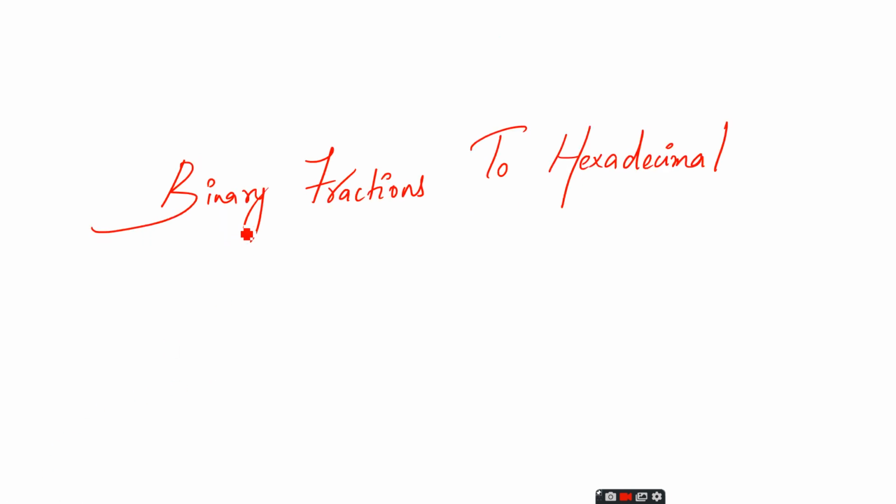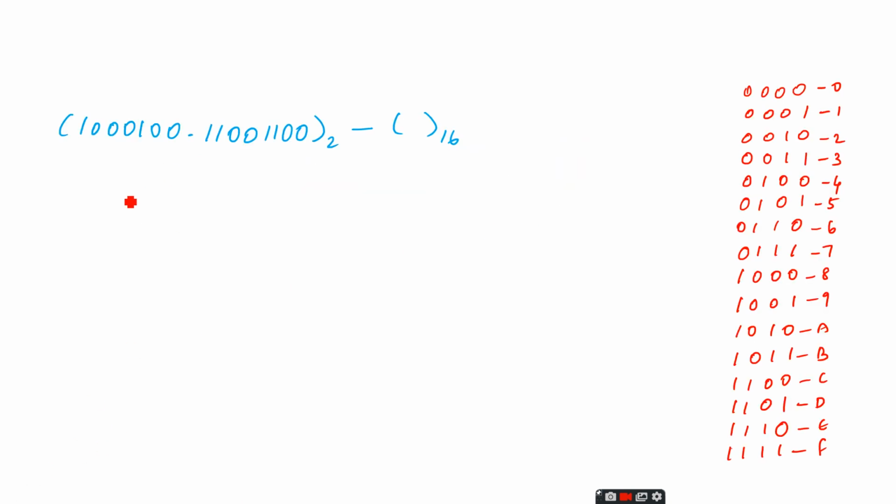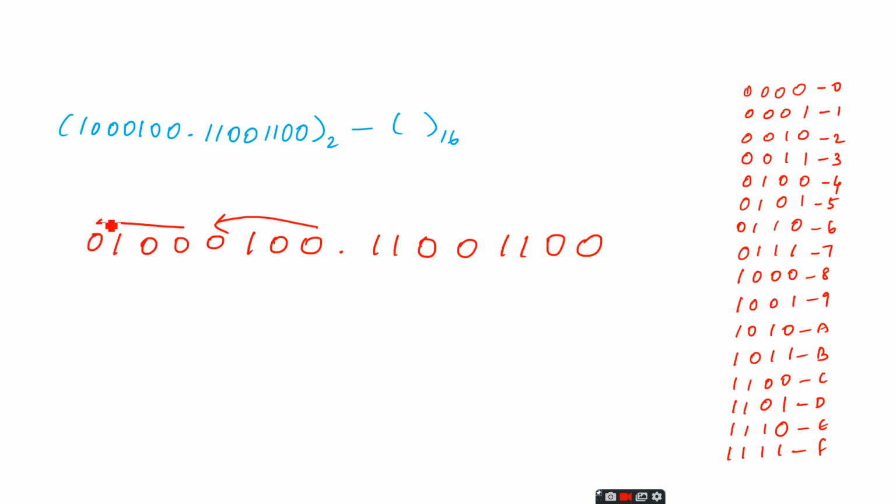Now next we are learning how to convert binary fractions to hexadecimal. So the question is 1000100.11001100. Now in order to convert a binary number to hexadecimal, we have to group it in 4 bits. So after the point we have to group from the beginning, and before the point we have to group from the last. So first we take before the point, we will group the first group of 4 bits, and this is 3 bits. By adding 0 we make it as 4 bits.